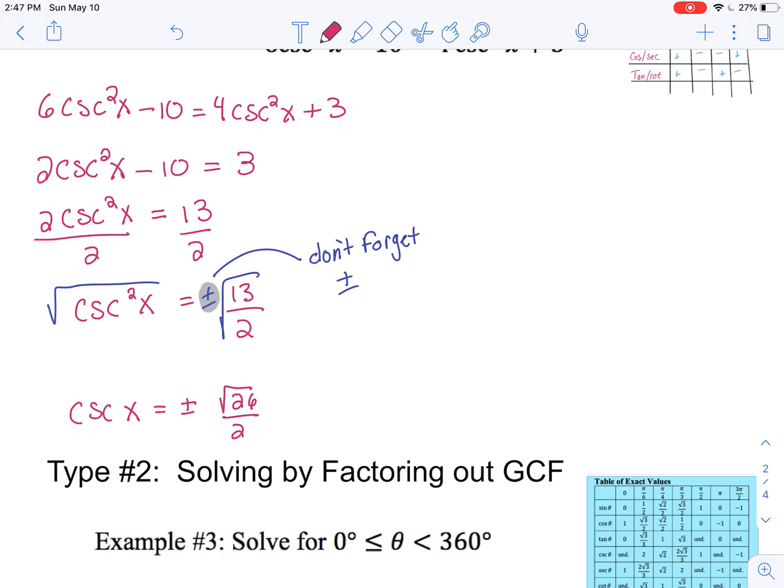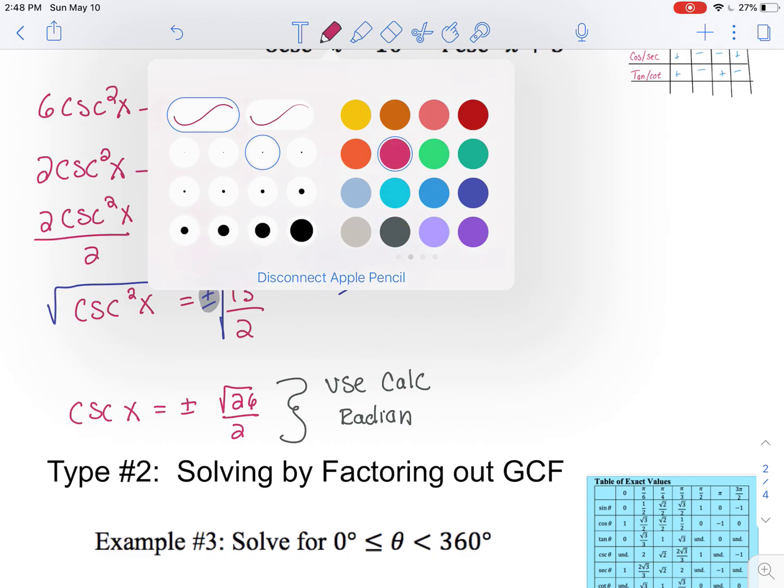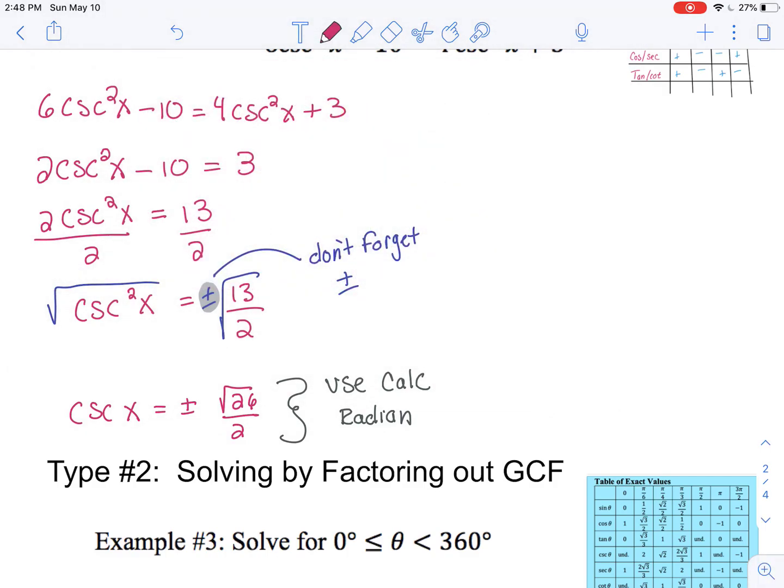That is not in my exact values chart, so I'm going to use my calculator here. And I need my answer in radians, so I need to be in radian mode. And since I'm looking for the angle, we don't have a cosecant button on our calculator, so we're going to go ahead and think of this in terms of sine. So I'm going to go ahead and write this as sine inverse. Well, actually, let's do it like this.